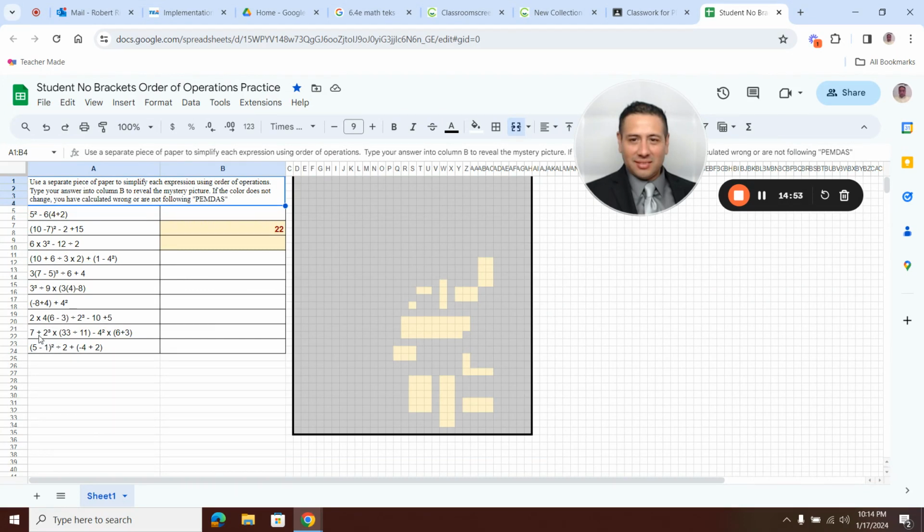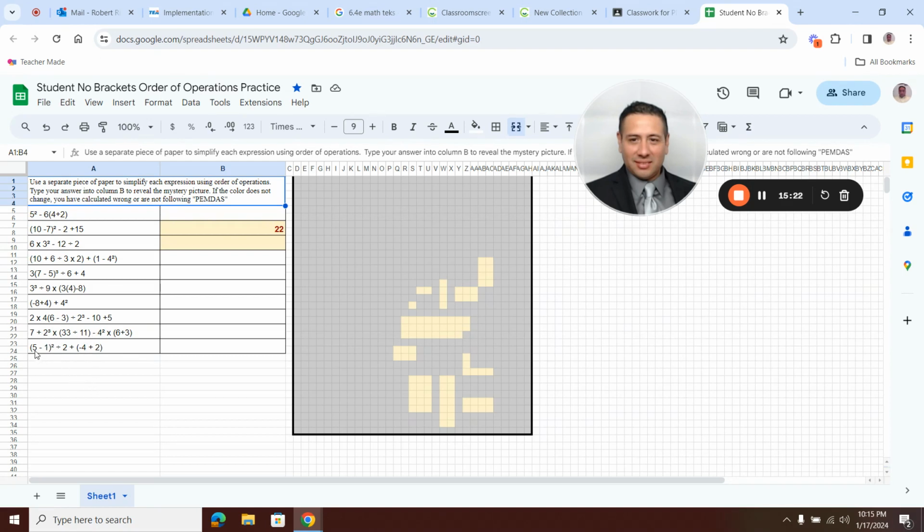The next one is 7 plus 2 to the third power times open parenthesis 33 divided by 11, close parenthesis, minus 4 to the second power times open parenthesis 6 plus 3, close parenthesis. Again, the parenthesis goes first, then the exponents, then the times over here, and then at the end will be the add and subtract.